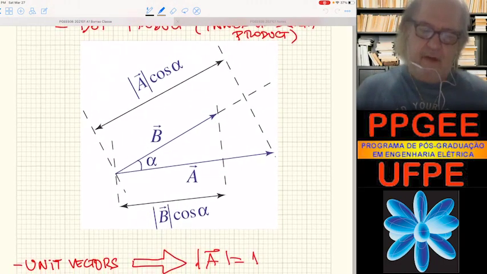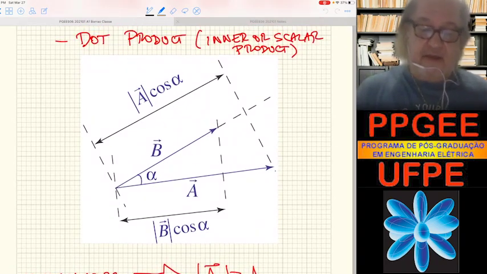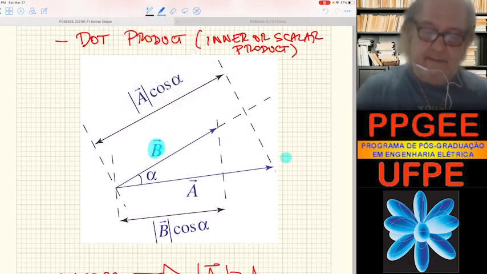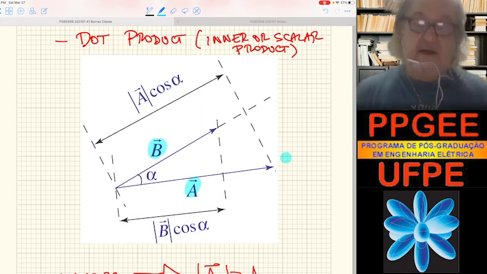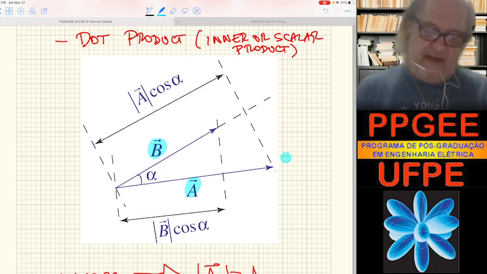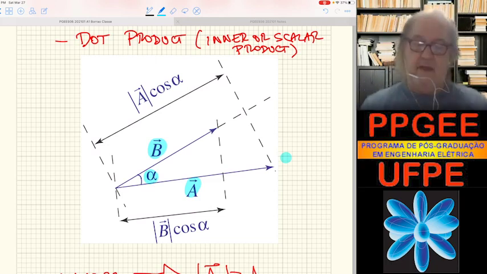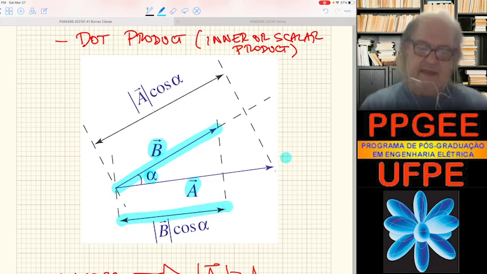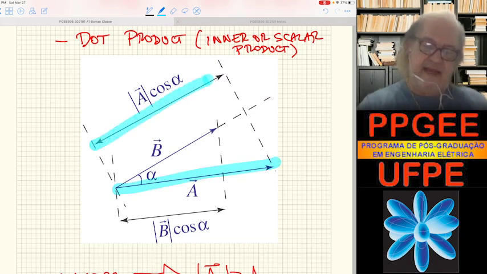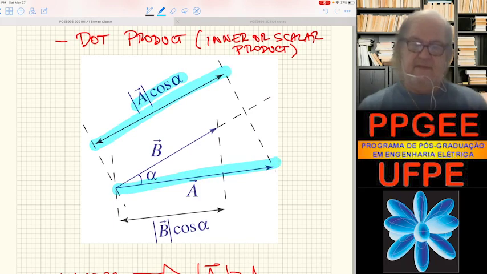So, we have two vectors, A and B, right? Let's talk about sizes. We are going to formalize better what the size of a vector is in a minute. But you see those vectors form an angle alpha between them. So I can project B along A and I get this size here, size of B cosine alpha. That's one way of looking at the problem. On the other hand, I can project A along the direction of B and produce this size, A cosine alpha. Okay, so important to know.